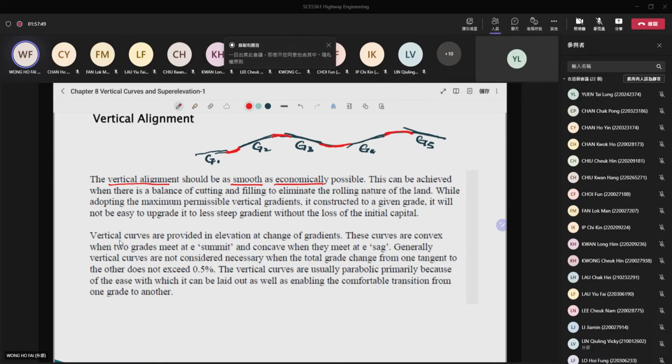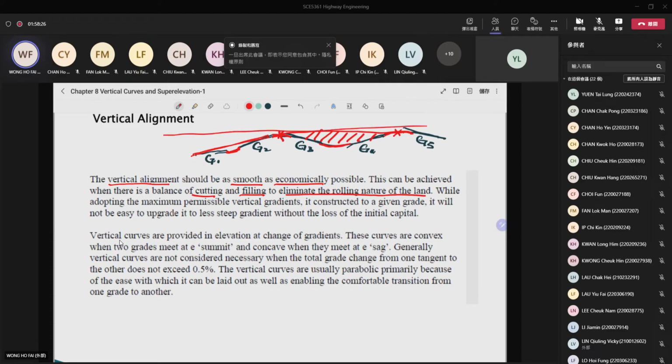Now, of course, you may always use one gradient, okay, from here to here. You can always cut, and then you can fill to eliminate the rolling nature of the land, okay? You can always use one gradient from here to here, right? Because you just go from this point to this point. But you can think that you need to cut, and then you need to fill all the things, and then it will be very expensive. So sometimes we allow the road to have some kind of gradient.